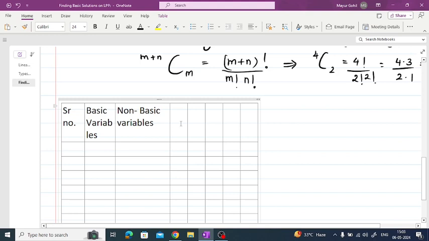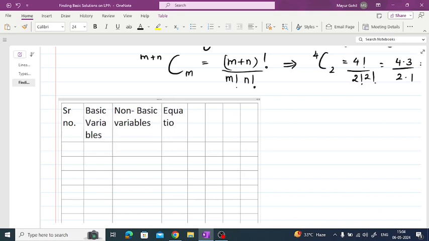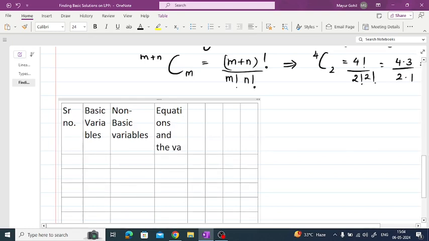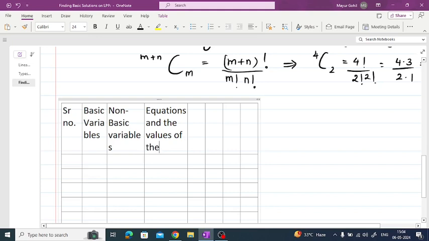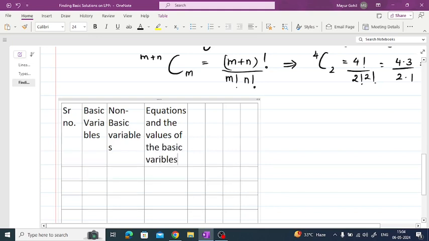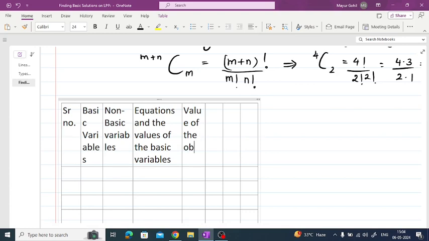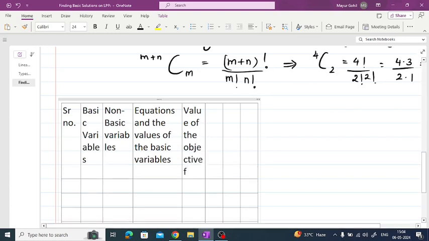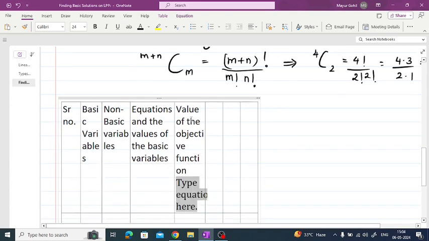So if we write here something like equations and the values of the basic variables, that would be the one column, and then we will need the value of the objective function z.